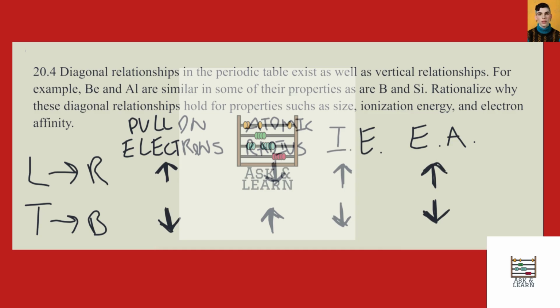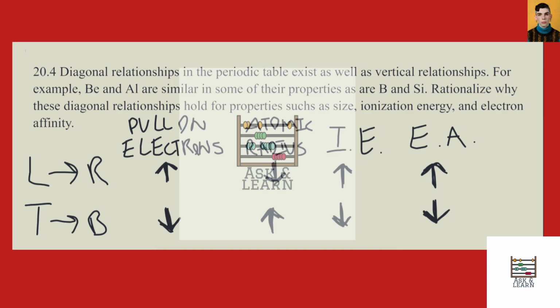And similarly, because your pull on the outermost electrons has decreased, you've decreased the energy it takes to remove one of those electrons. And because the pull on those outermost electrons has decreased, you've also decreased your atom's nucleus's ability to attract an additional electron. So electron affinity and ionization energy both go down.